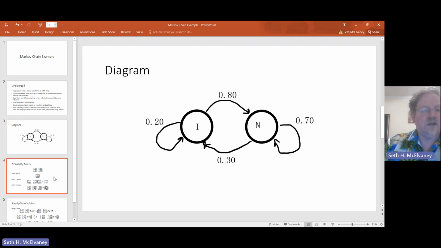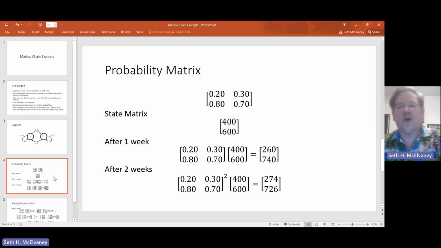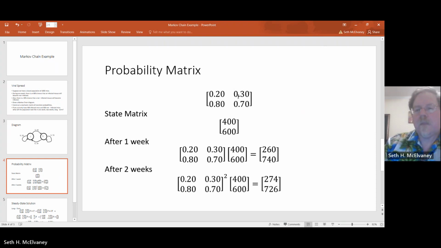All right. So again, if we go to the next slide, okay, so here's our 0.2, that's infected staying infected. And then 0.8 is the infected becoming non-infected. 0.3, well, that was the non-infected becoming infected. And then 0.7, that's non-infected staying non-infected. Okay, so again, each of the columns is kind of like where we are now. The rows are where we're going in the next step.